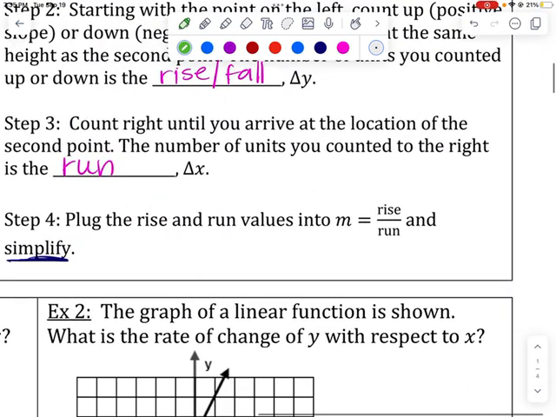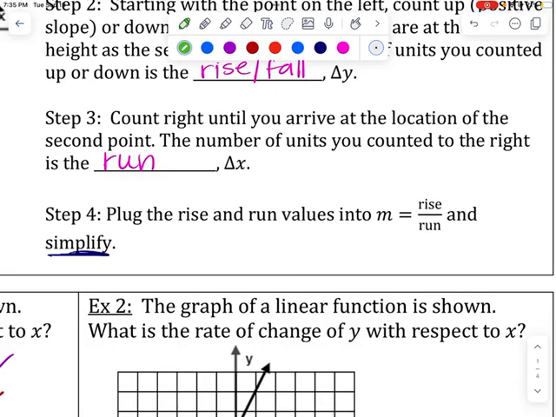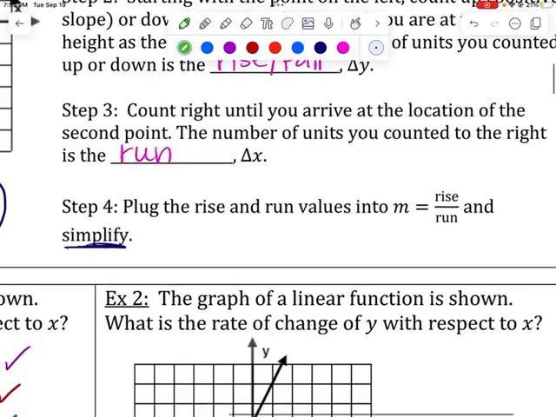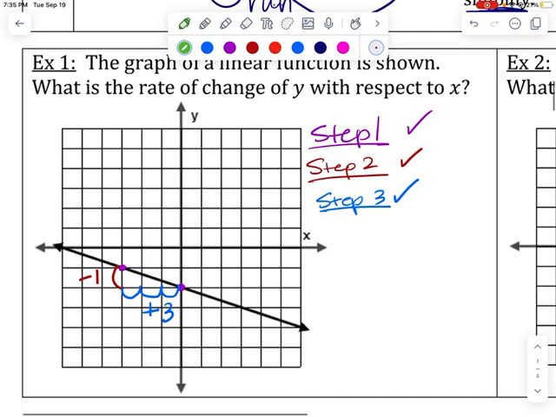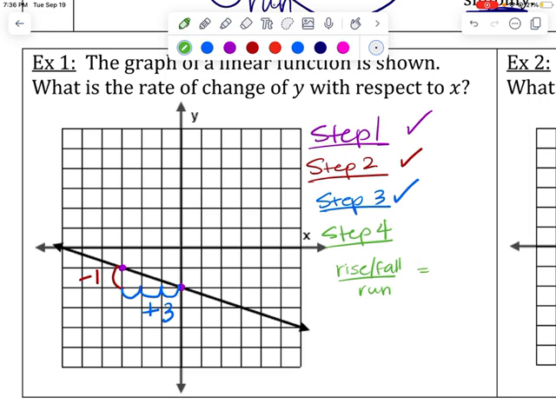And very last thing. Just one more thing. I am going to plug the rise and run values into m equals rise over run and simplify. So let's do rise over run, step 4. Rise or fall, I like to say fall, over run. So here we fell by 1, which gave me -1. And then I went over to the right 3, +3.